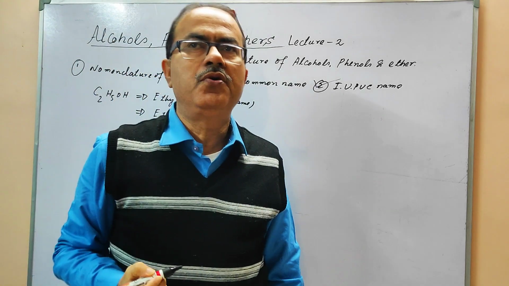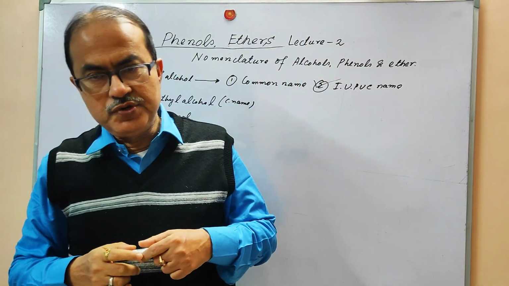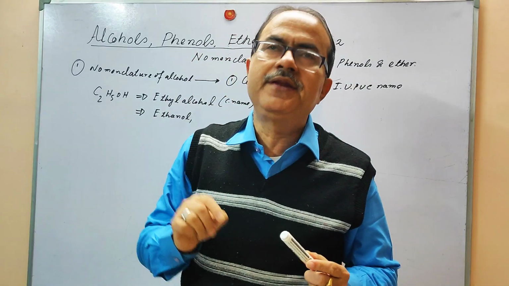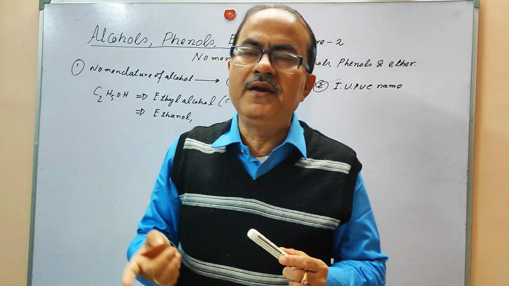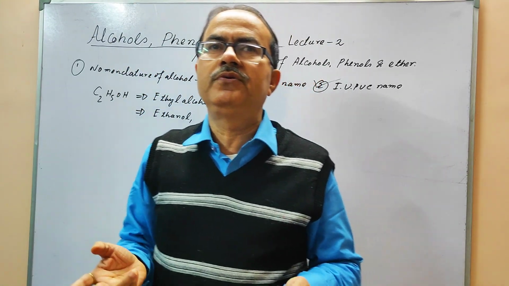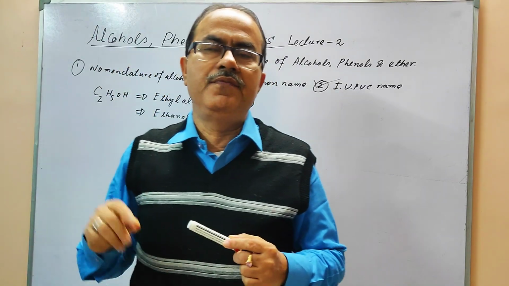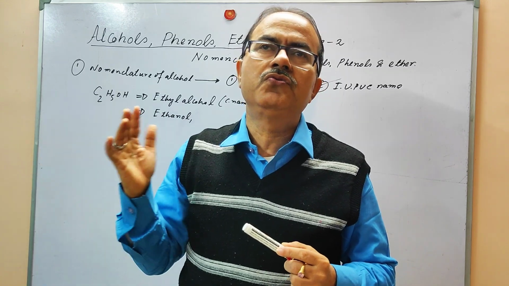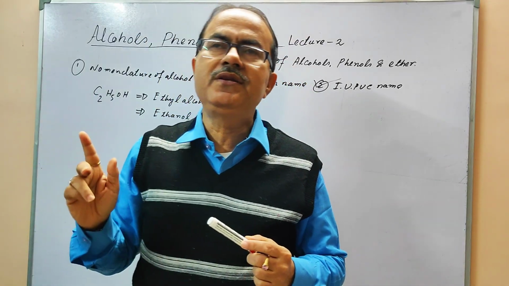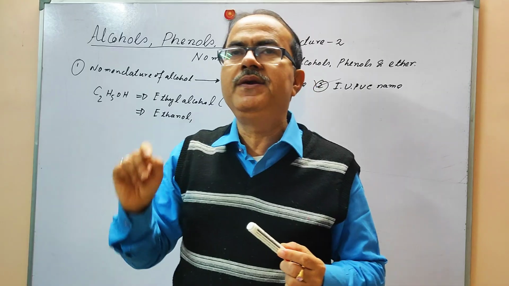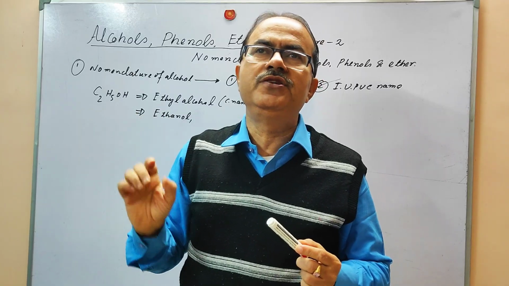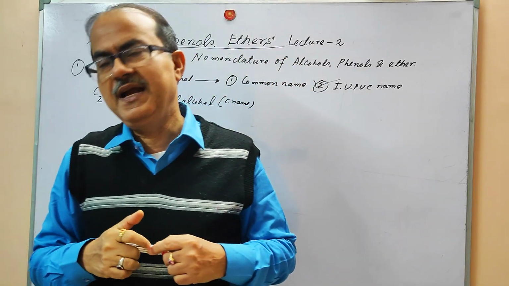Another rule you must always remember: when there is any substituent in the compound, the substituent has to be indicated by numerals. This is done by numbering the carbon atoms of the longest chain, that is the parent carbon chain, and the numbering will start from the end which is close to the functional group. For example, it is OH here, and this substituent or functional group will be indicated by the number of the carbon atom to which this group or substituent is attached.